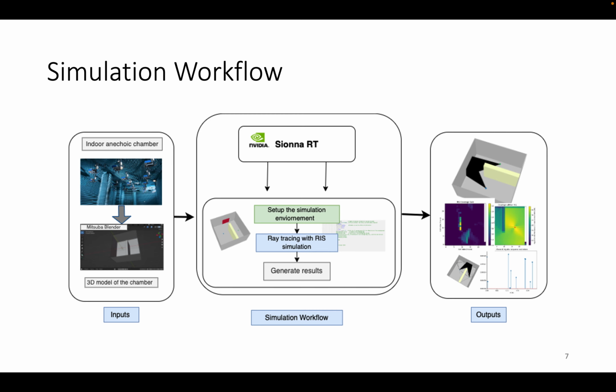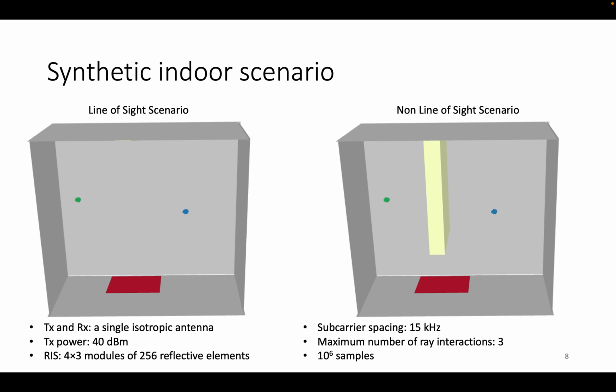RIS performance. So in our experiments, we considered a simple synthetic indoor scenario, a rectangular room, first without obstacles and then with an obstacle. In the line of sight scenario at the left, we placed an isotropic transmitter and a receiver, along with a single RIS mounted on a wall. The RIS consisted of 12 modules, each containing 256 reflective elements. We defined the transmission power and antenna characteristics, and then we analyzed the received signal strength with and without RIS.